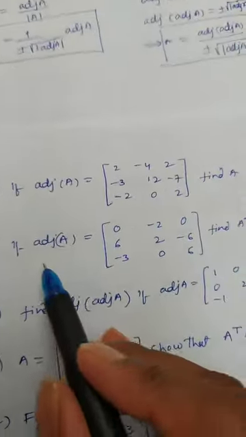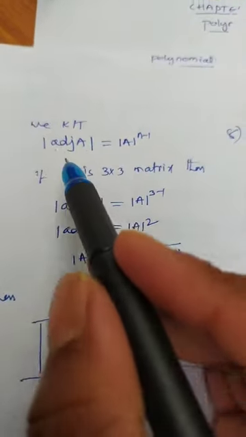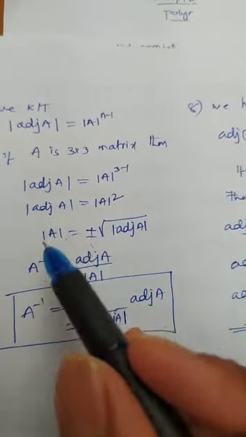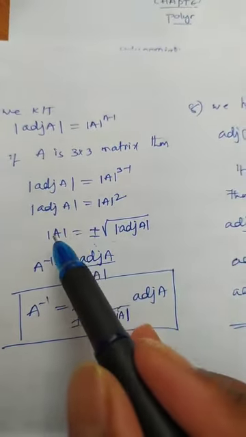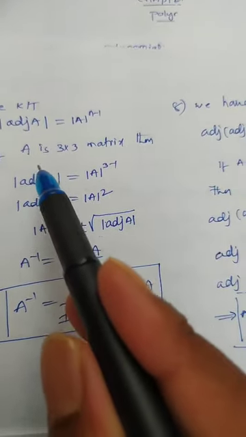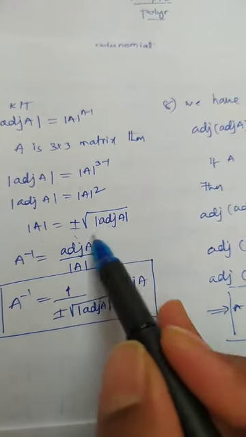Similarly, if adjoint A is given, then how to find A inverse? Already we know that if you have adjoint A, then we can find det A. How to get it? By using this formula, det A equals plus or minus root of det adjoint A. So remember, if you have the adjoint A matrix, you can find the det of A also by using this formula.